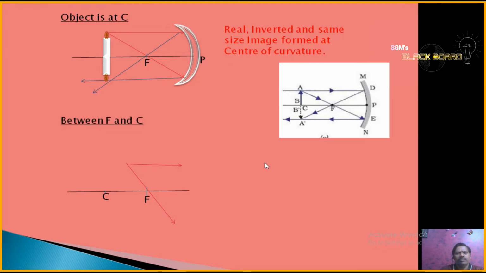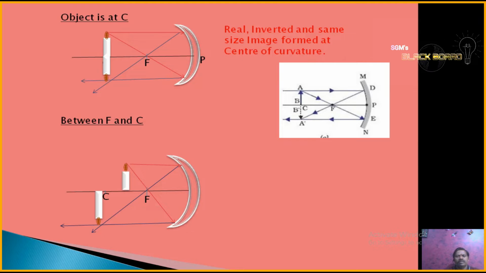Next, let us see when the object is between the focus and the center of curvature. This is the concave mirror, this is the principal axis, and we are keeping the object between the focus and the center of curvature. The first ray we are taking parallel to the principal axis. After reflection we know very well that it passes through the focus. Another ray we are taking through the focus point. After reflection it passes parallel to the principal axis. Both the reflected rays intersect beyond the center of curvature, where you will get the image.